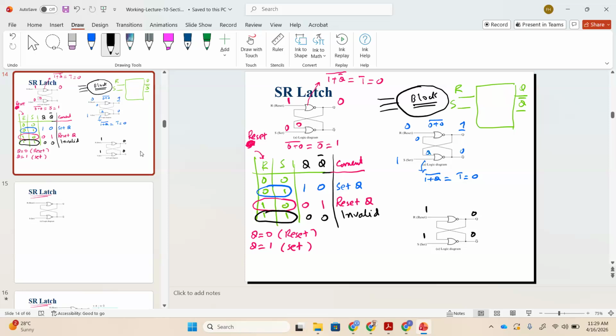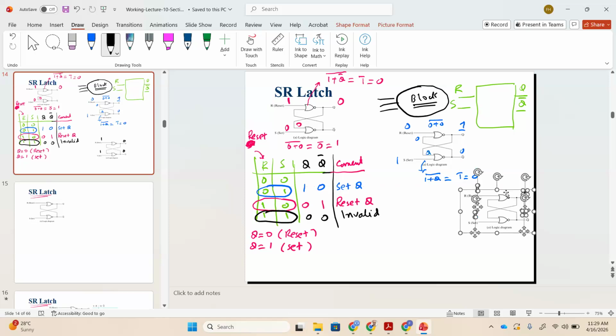What about the fourth combination? Can you tell me? 1 and 1.